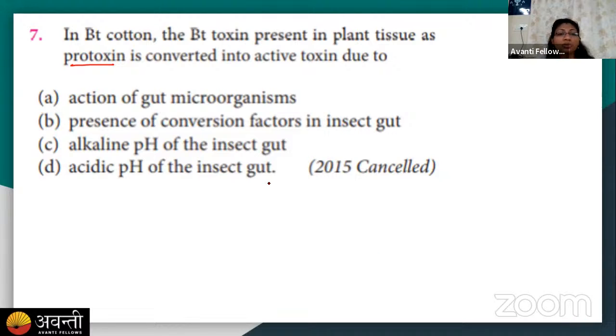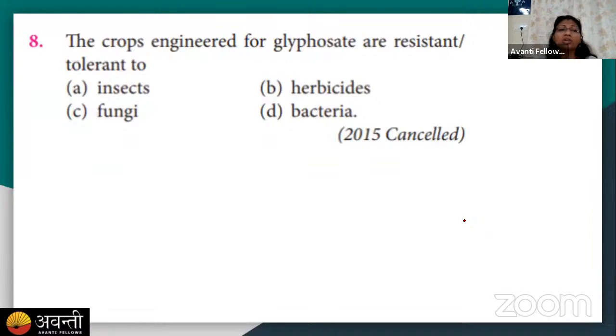Okay, so as you know, everyone has given the answer C. And we have already discussed this concept in the previous questions 2-3 times, that in alkaline pH, only this protoxin gets converted into the active toxin. Okay, next. The crops engineered for glyphosate are resistant or tolerant to.